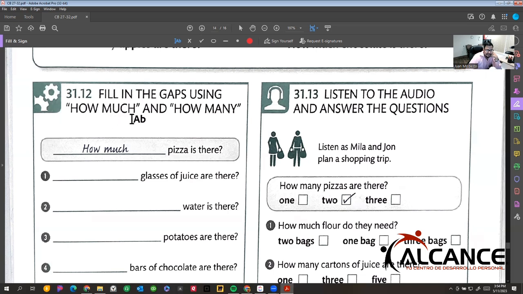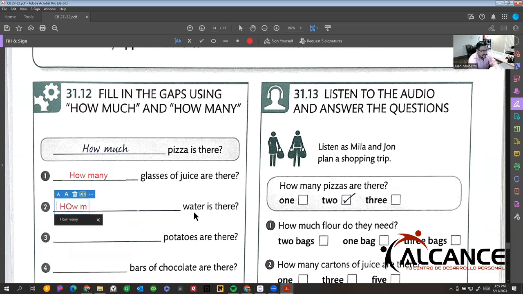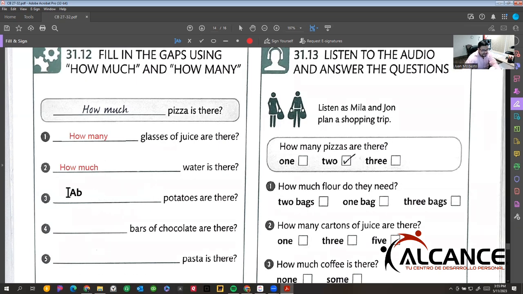Fill in the gaps using how much and how many. So you use how many or how much depending if it's a countable or a non-countable item. So how much pizza is there? Glasses of juice. So ya se te puede contar, right? Porque están en glasses. So es how many glasses of juice are there? Water no se puede contar. So se dice how much water is there? Potatoes sí se pueden contar. So es how many potatoes are there?